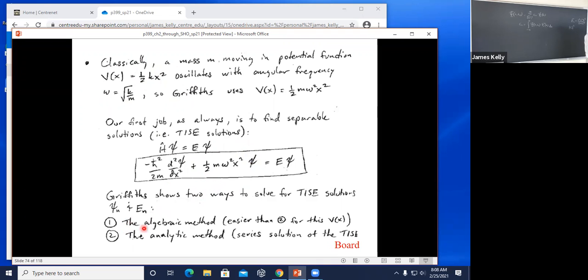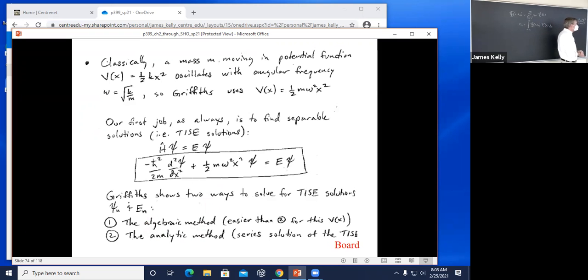And there are two ways. One is called the algebraic method, and that's what we're going to do first. It's actually easier in this case. The analytic method means directly looking for solutions to the differential equations. And Griffiths spends the latter half of this chapter talking about it. We're not really going to talk about it. You're going to see plenty of analytic solutions for other potentials. But in this particular case, we already saw an analytic solution for the infinite square well.